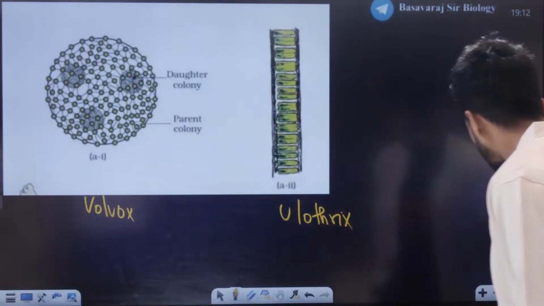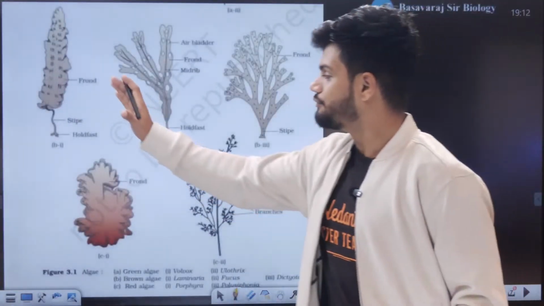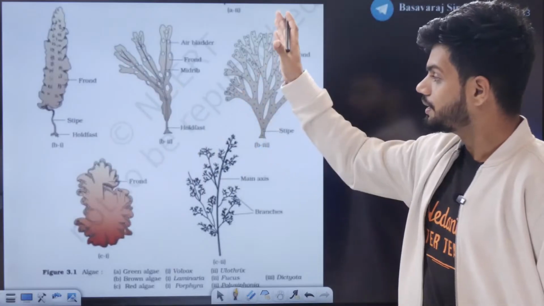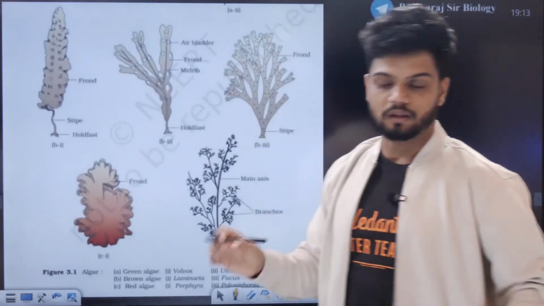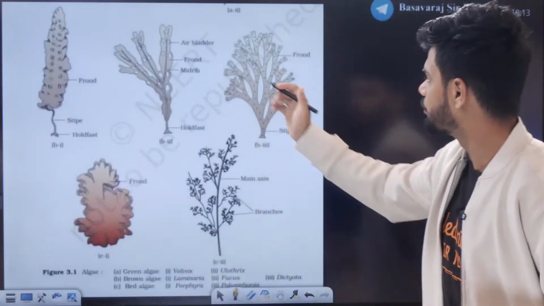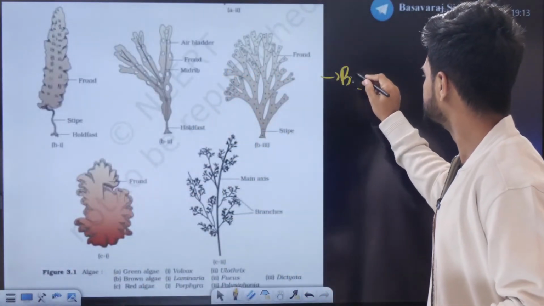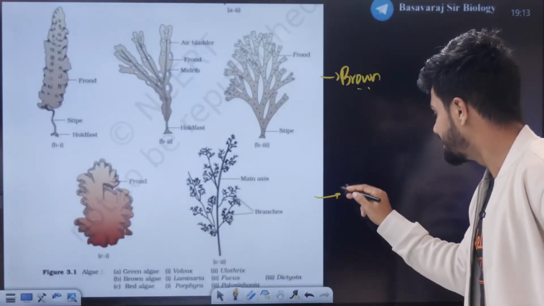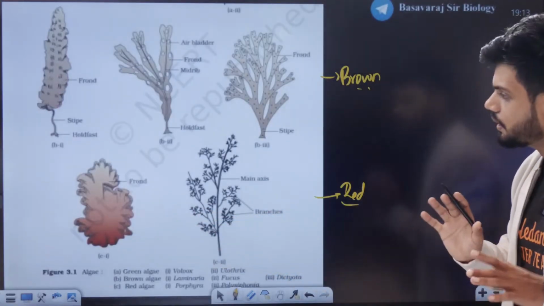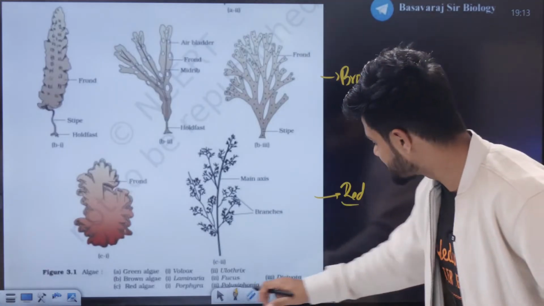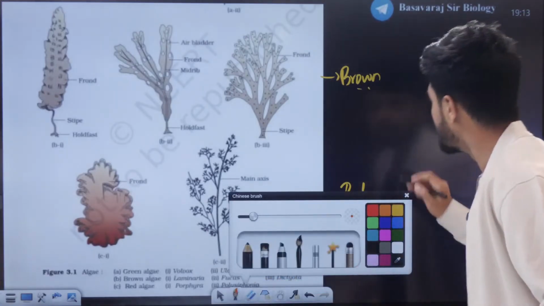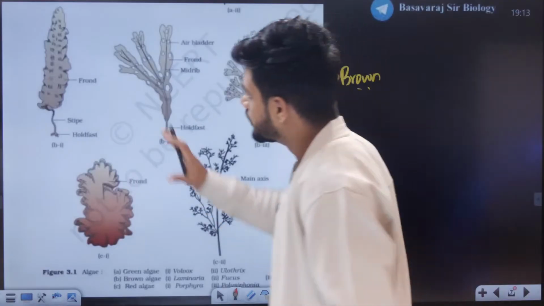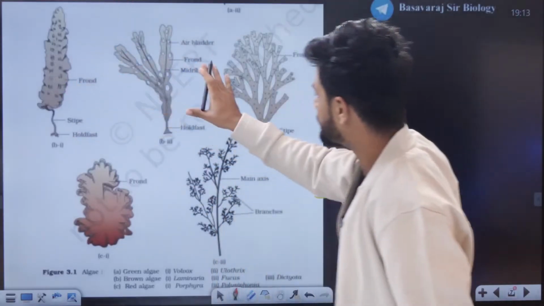Now I'll show you one more diagram. Tell me, students, when you look at this diagram right here, what comes to your mind? First of all, tell me. The first thing which comes to your mind should be, so this right here is a brown algae, while these two examples are red algae. Okay, done. Now within the brown algae, students, this is a typical structure of your brown algae.